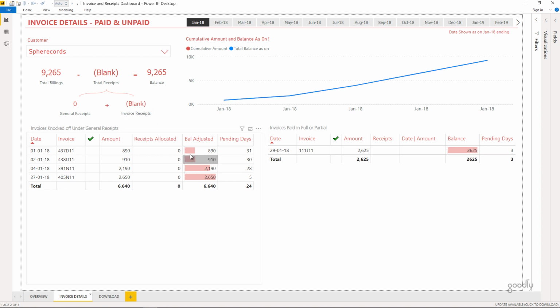All right, this table also shows you one additional thing, which is pending days, and you can see that if the invoice was raised on 1st of January, the pending days are 31, which is calculated as per the date selected in the slicer, not as of today.